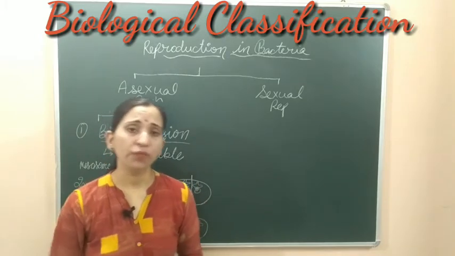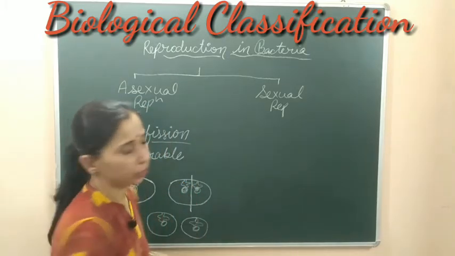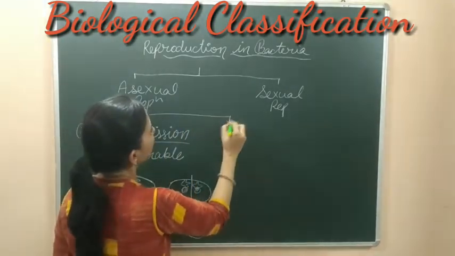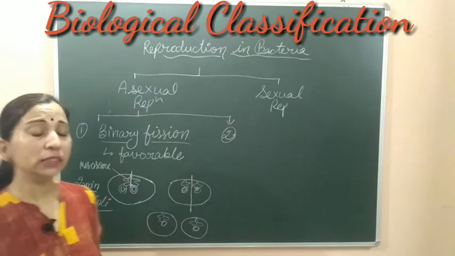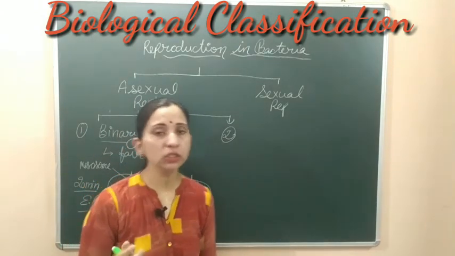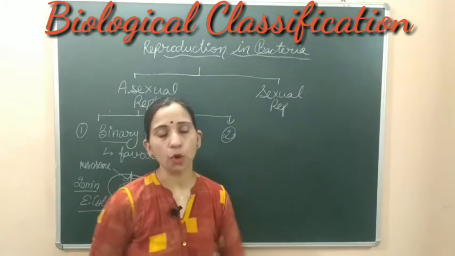Another way of asexual reproduction is spore formation, or sporulation. The second type of asexual reproduction, we can say, is spore formation. So we will discuss sporulation.